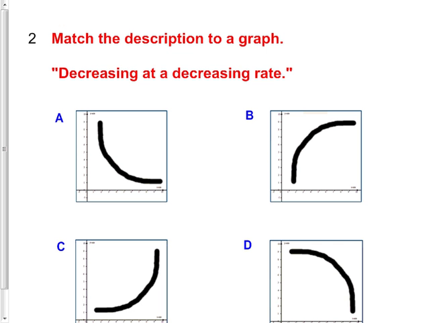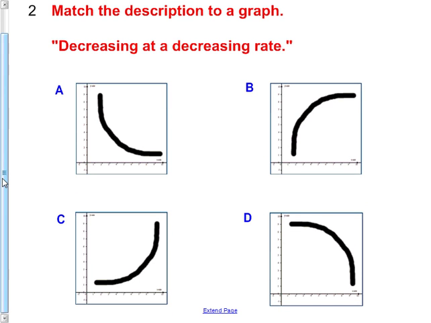All right, moving on to number 2. Match the description to a graph. Decreasing at a decreasing. So it's A, B, C, or D. Right away, you can probably narrow it down. Decreasing. Well, this one's not decreasing at all. It's increasing. What do you think? A or... A is definitely decreasing. Now, how about that decreasing rate? Do you see how it starts out really fast? Because the slope is like almost straight up and down. So that's like super steep slope. And then this slope is much slower. So yeah, it's decreasing. That's it. Raise your hand if you had A.